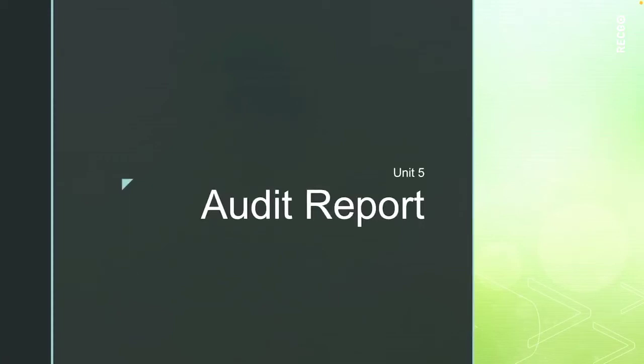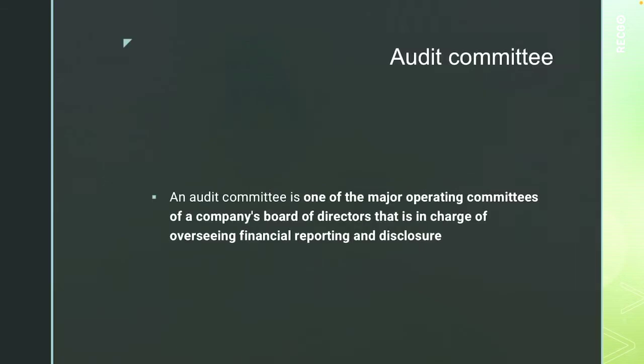We have reached the last topic of the subject, that is audit committee. So today we'll try to complete the syllabus, complete the portion of the subject. Okay, so let's begin today's topic, that is audit committee.